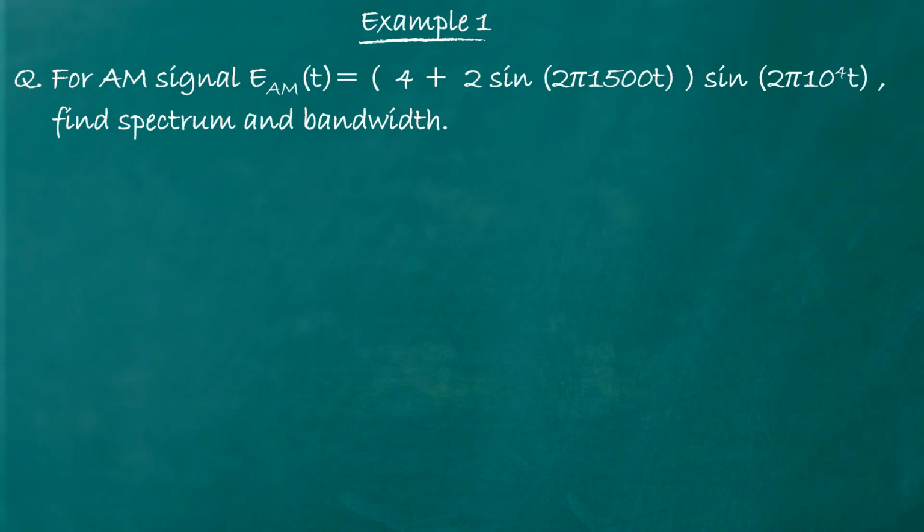So let's see now one example where EAMT is equal to 4 plus 2 sine 2 pi 1500 t into sine 2 pi 10 to the power 4 t, right? For this one we have to find out the frequency spectrum and bandwidth. So can you find it out? It's very easy. From this given amplitude modulated signal, bifurcate the different parameters like VC, VM, frequencies FM, FC, and all.